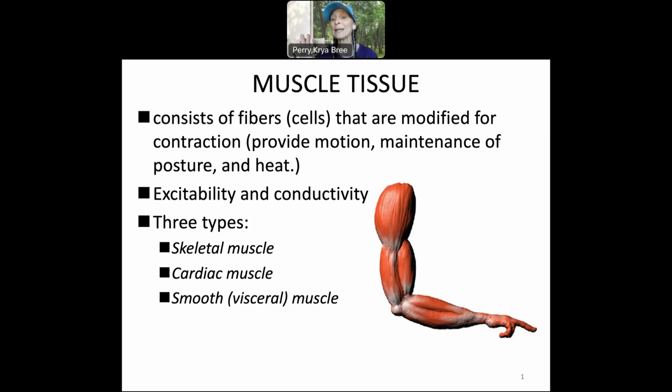But the three specific tissue types, right? So again, muscle tissue is the general tissue type. The three specific muscle tissue types that you need to know are skeletal muscle, cardiac muscle, and smooth muscle. Or you'll also hear it called visceral muscle, because viscera means organs.